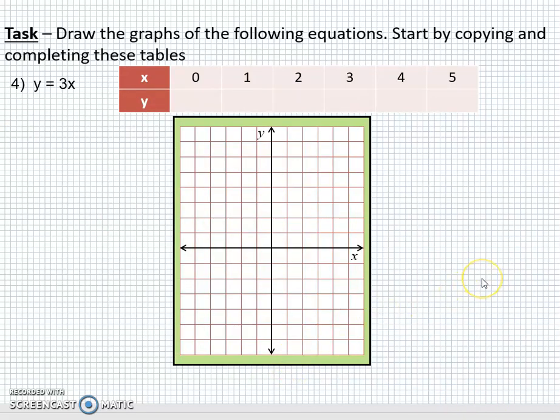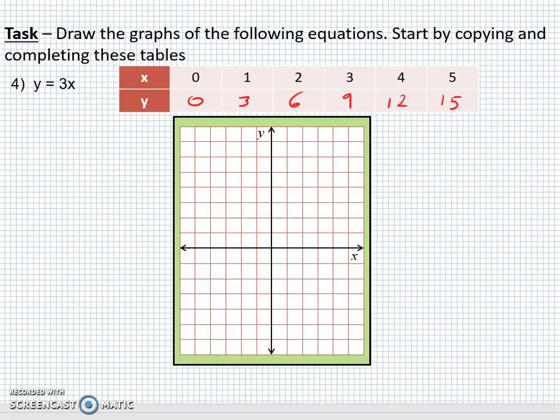So the final question here, we've got y equals 3x. So step 1, we're going to fill in our table. So 0 multiplied by 3 is 0. 1 times 3 is 3. 2 times 3 is 6. 3 times 3 is 9. 4 times 3 is 12. And 5 times 3 is 15.